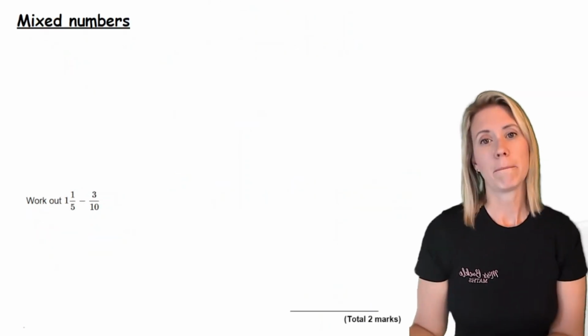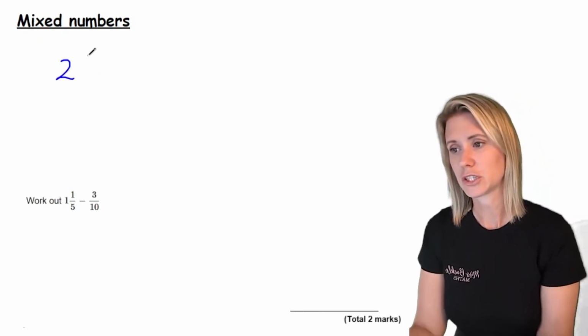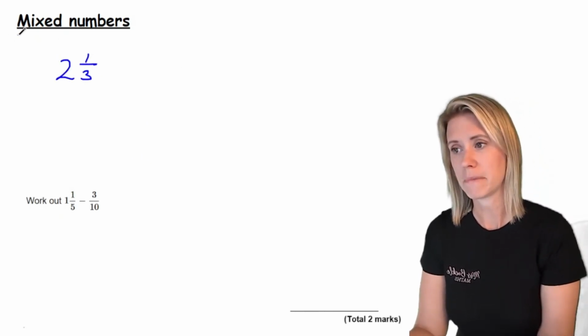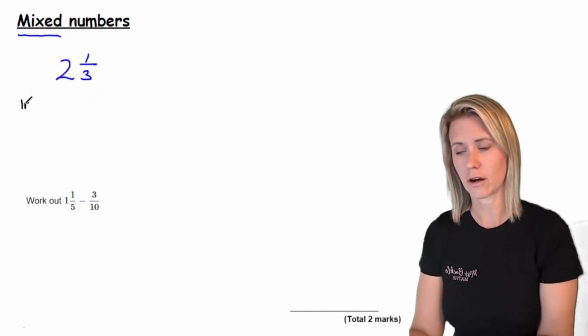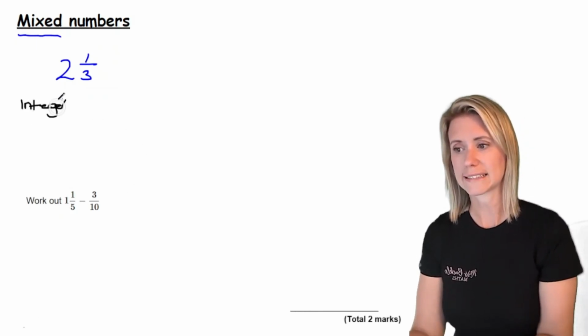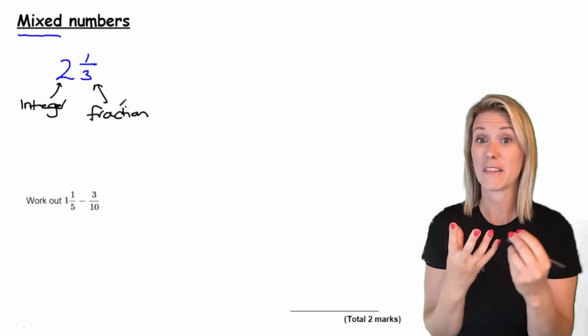Moving on then to mixed numbers. Now, first of all, let's be clear what a mixed number is. If I had the number 2 and a third, it is mixed. And the reason it's mixed is because it contains an integer, which is a whole number, as well as that fraction. So the integer would be 2, the fraction would be a third. In combining them, they're mixed.